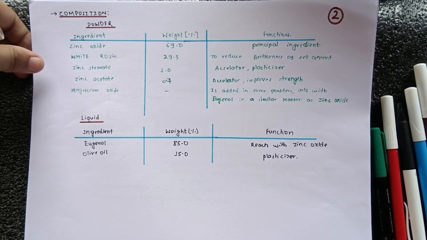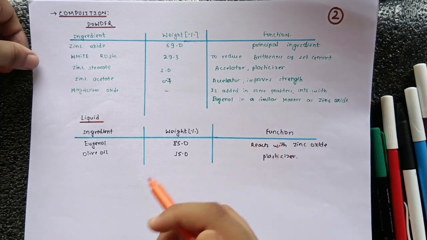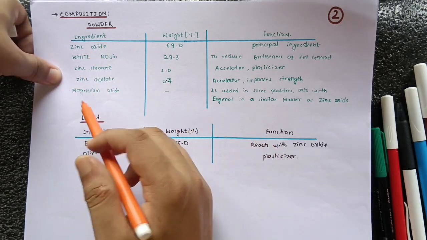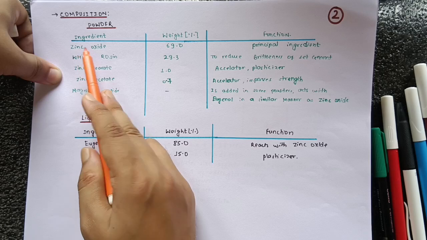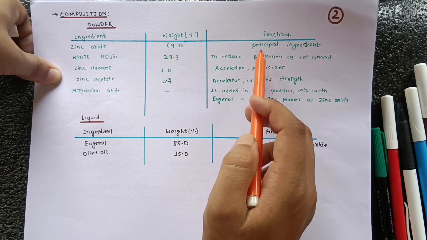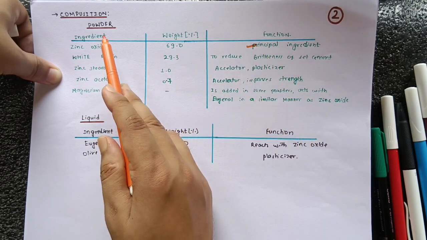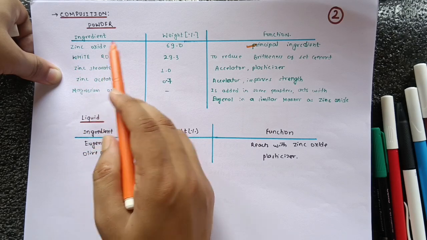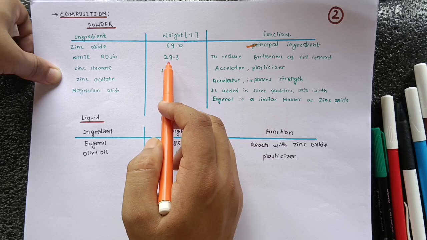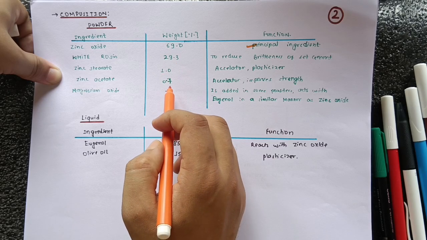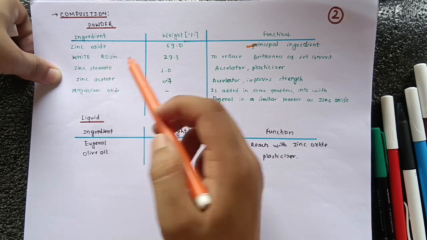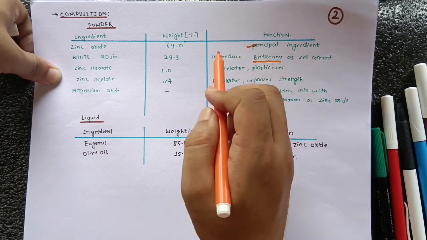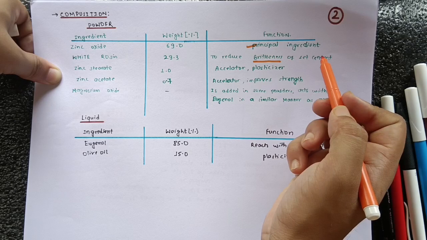Now the composition of zinc oxide eugenol. We have powder and liquid. In the powder, the ingredients are zinc oxide, 69% by weight, the principal ingredient present in the powder; white rosin, zinc stearate, and zinc acetate, at 29.3%, 1%, and 0.7% by weight. The function of white rosin is that it reduces the brittleness of the cement. We should remember this.